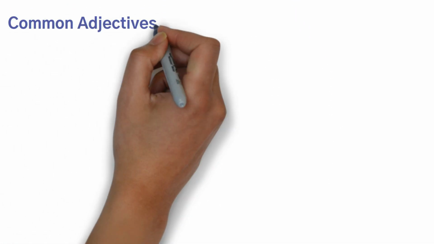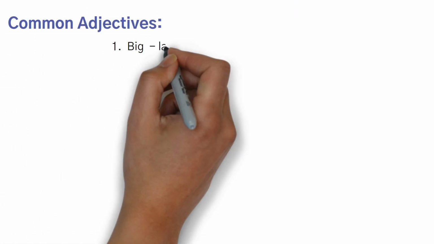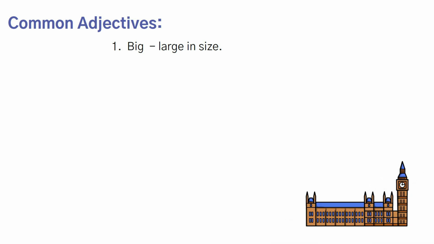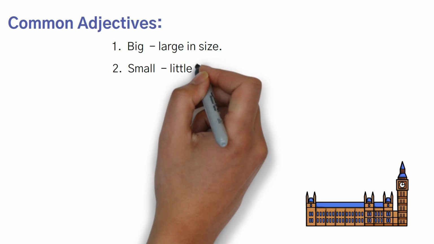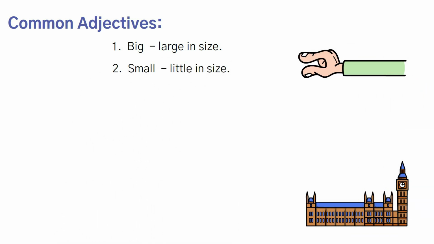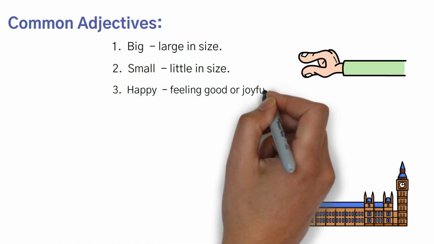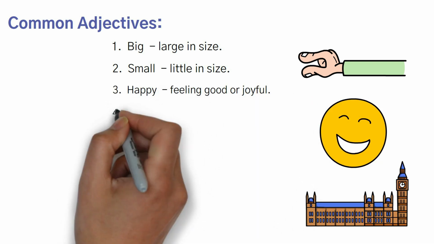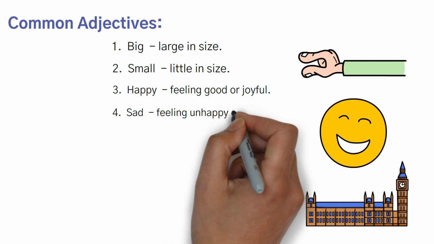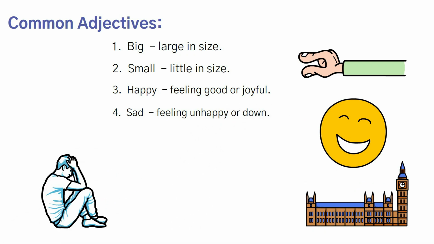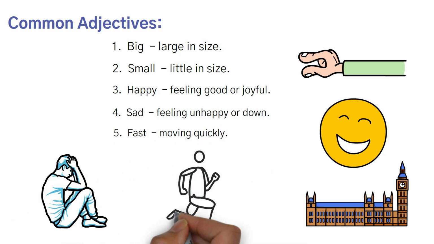Common adjectives. Big, large in size. Small, little in size. Happy, feeling good or joyful. Sad, feeling unhappy or down. Fast, moving quickly.